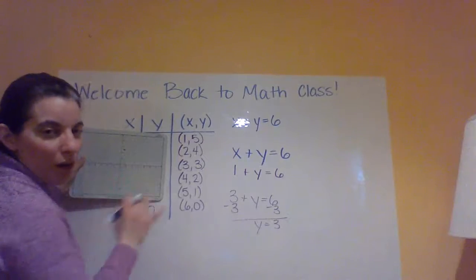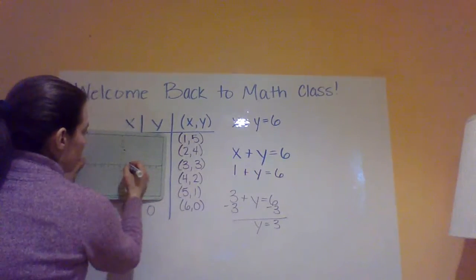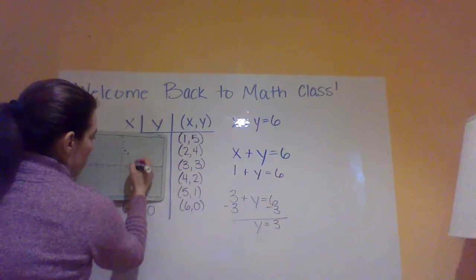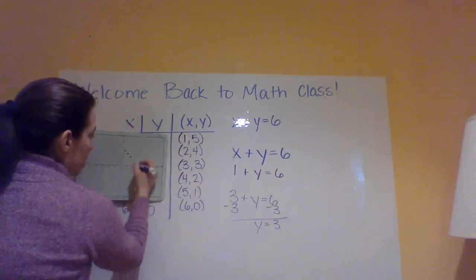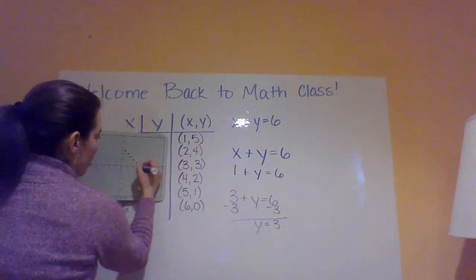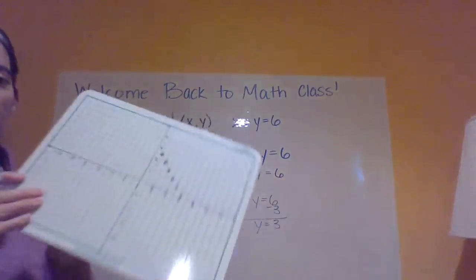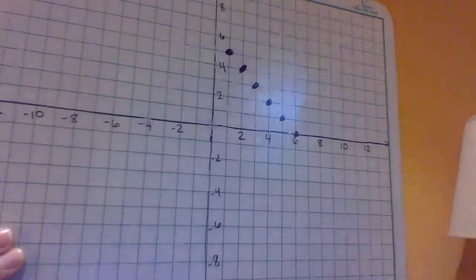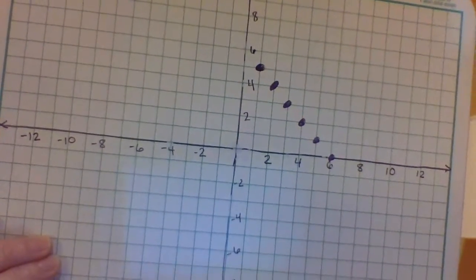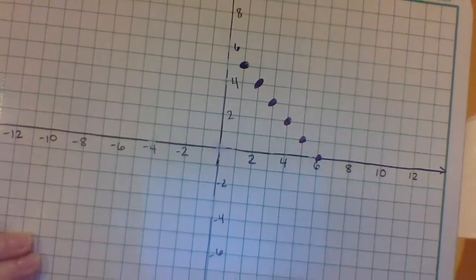Now it's a little bit small, I'll bring it up in a second. 2, 4, so over 2, up 4. 3, 3, over 3, up 3. 4, 2, 5, 1, 6, 0. So hopefully you see that you have a straight line of points, okay? Those points made a straight line.